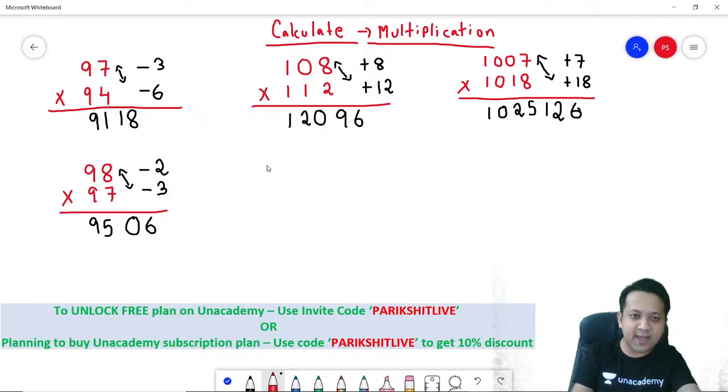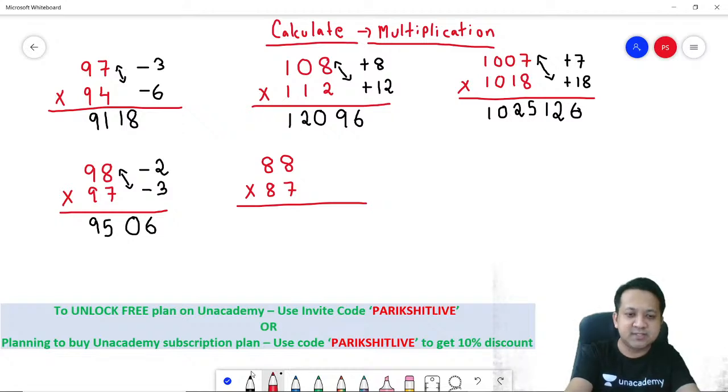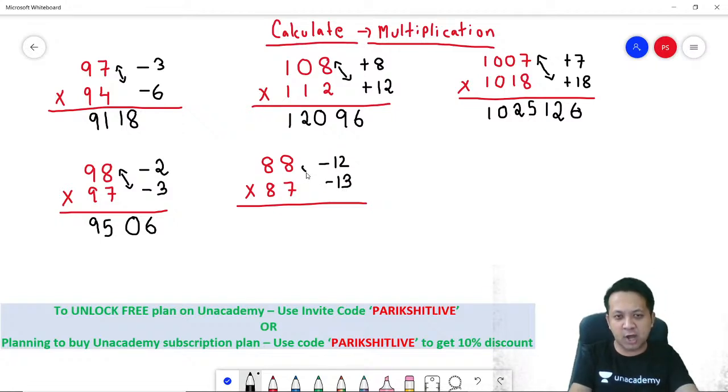Let's try another one. Let's say you have 88 into 87. Okay. So step 1. Take down the difference from 100. So the differences from 100 are minus 12 and minus 13. Step 2. Cross. So 88 minus 13. How much is it? 75. Then minus 12 into minus 13 is how much? 156.